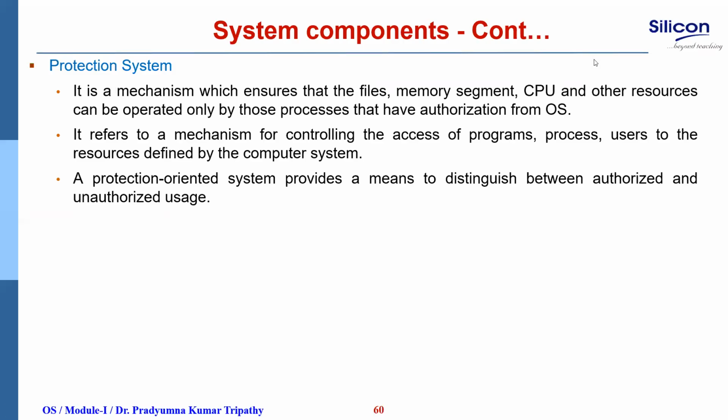One more system component is the protection system, which is provided by the operating system. It is a mechanism which ensures that files, memory management, CPU and other resources can be operated only by those processes that have authorization from the operating system. Even if you have access to this file, memory, CPU and so on, you should have authorization from the operating system. The operating system must authorize that this user can have access to this memory or this file. If the permission is not there, the file cannot be accessed.